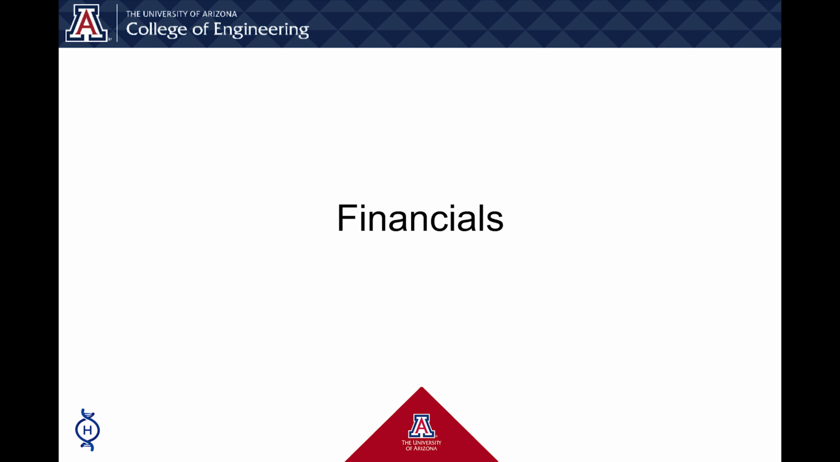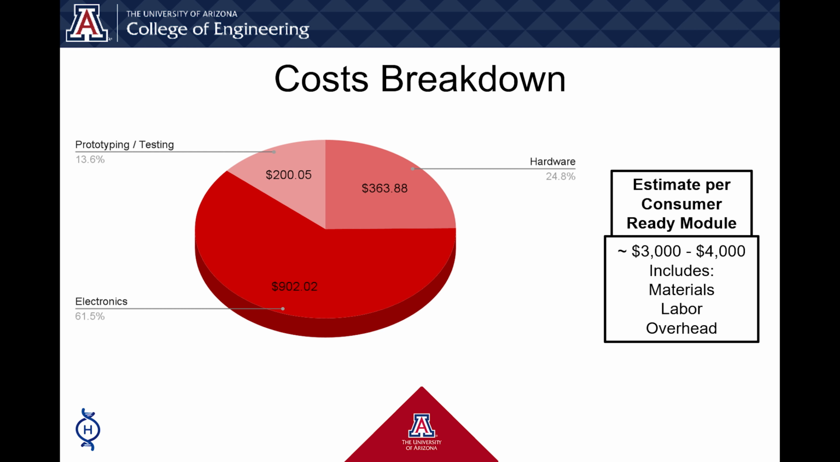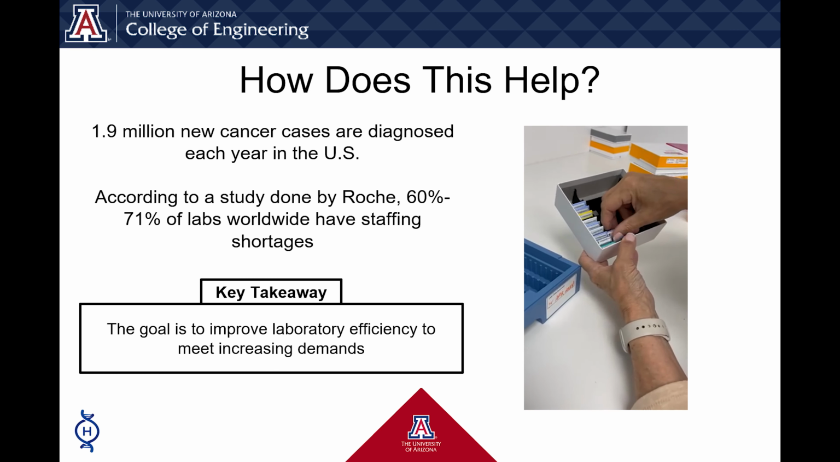We spent a little over $1,600 of the $4,000 given to us, which can be broken up into smaller categories shown here. Using this information, we estimate that Roche's cost of materials, labor, and overhead for each consumer-ready module will be somewhere in the range of $3,000 to $4,000. Now that you have an idea of what it cost our team to develop and create this prototype module, we can look at why this project is important.